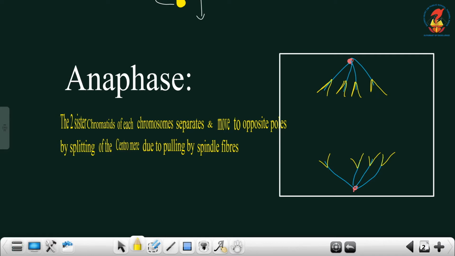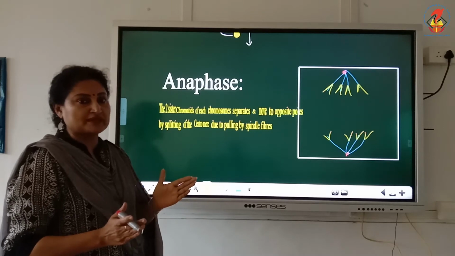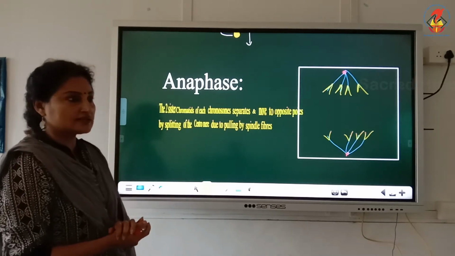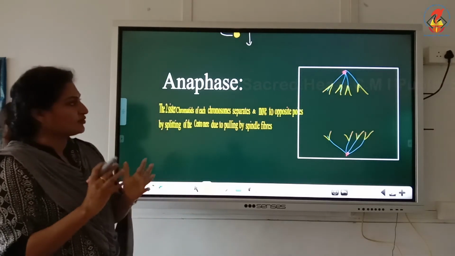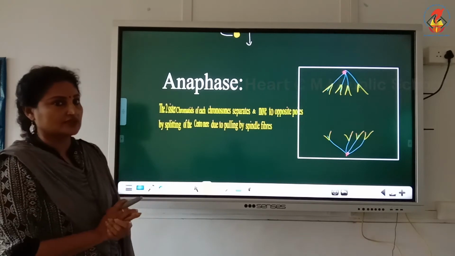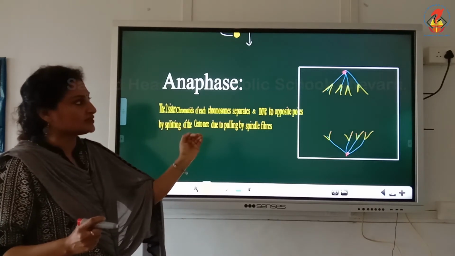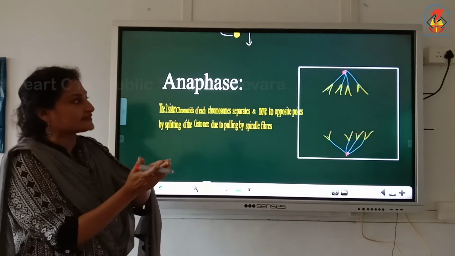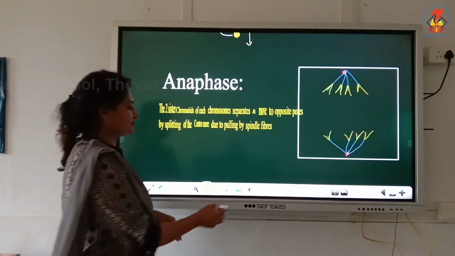So this is the diagram that depicts anaphase, where the chromatids separate from one another because of the splitting of the centromere and they move to the opposite poles. Clear? So that visual video should be effective here. How does this happen? Pressure is built up on the centromere and it splits. When the centromere splits, both sister chromatids separate from one another.